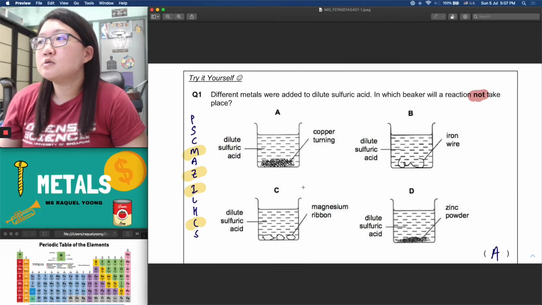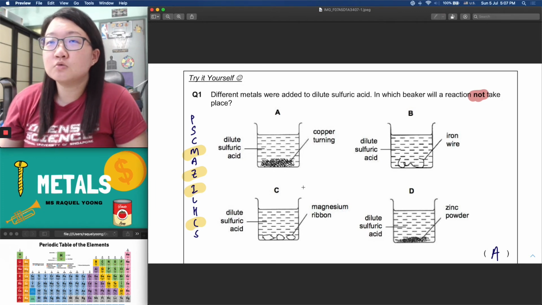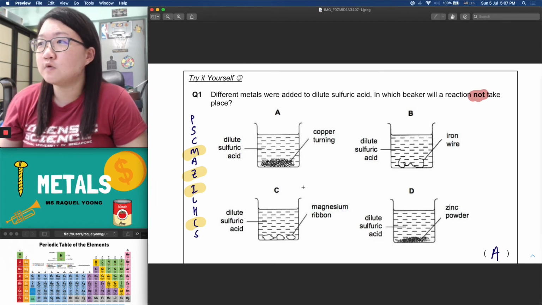Okay, so let's assume that you have done the 2 questions and you are not just waiting for me to give you the answers. Let's look at question 1. Here you have 4 different setups where different metals were added to dilute sulfuric acid. Question asks you, in which beaker will a reaction not take place? Okay, so this is corresponding to the first type of questions that you'll be asked, right?